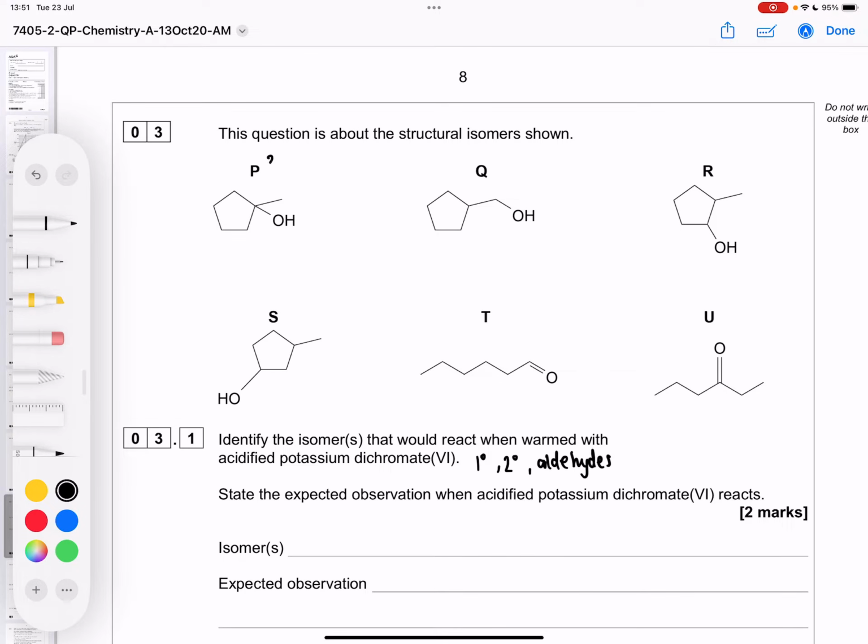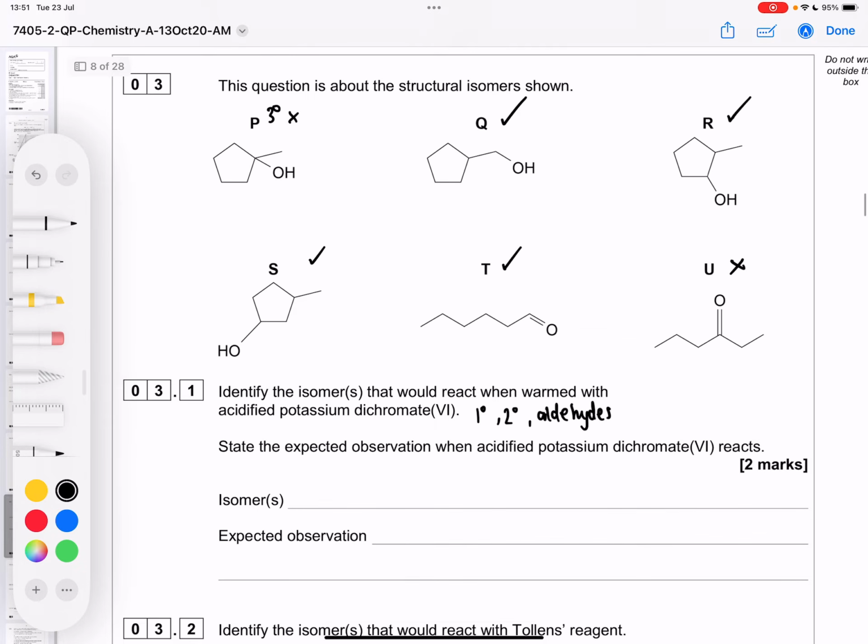P is a tertiary alcohol, so that's a no. Q is a primary alcohol, so that's a yes. R is a secondary alcohol, so that's a yes. S is a secondary alcohol, so that's a yes. T is an aldehyde, so that's a yes. U is a ketone, so that's a no. So it's Q, R, S and T.